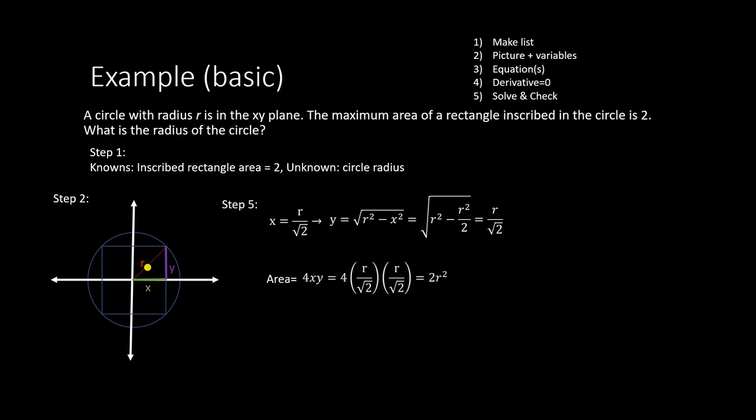This way, the formula for the area is only in terms of r. This is nice because r is our unknown. The maximum area is 2, so we can set 2r squared equal to 2 to find the radius. Solving this gives r equals 1. So, in a unit circle, the maximum inscribed area of the rectangle is 2. Pretty cool.